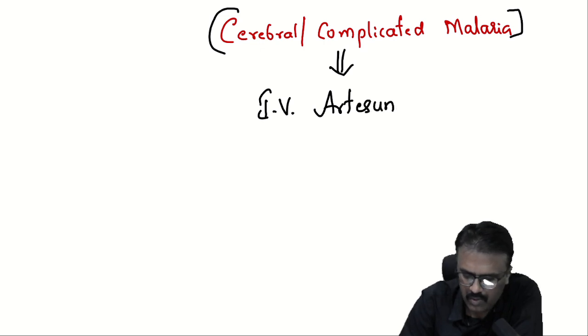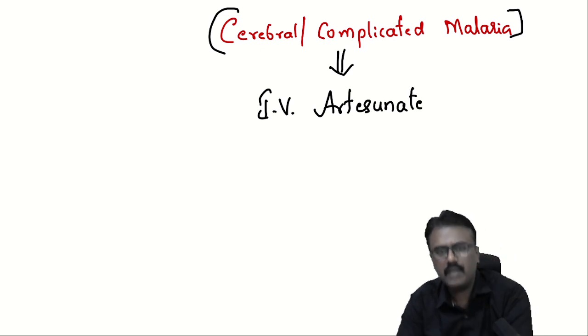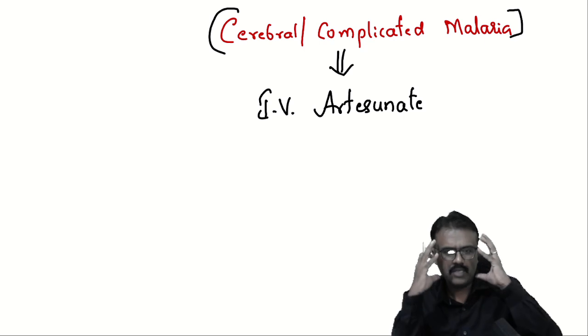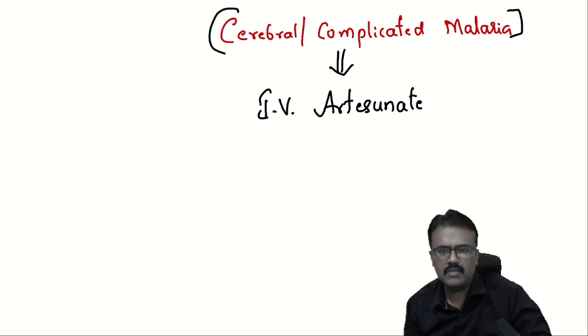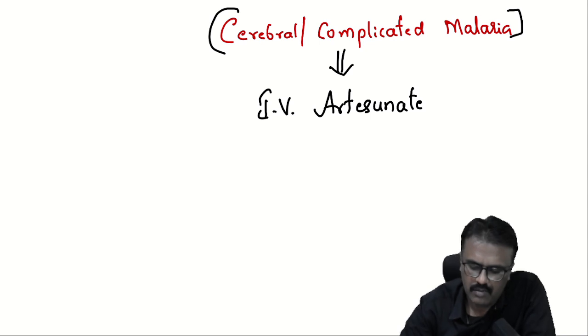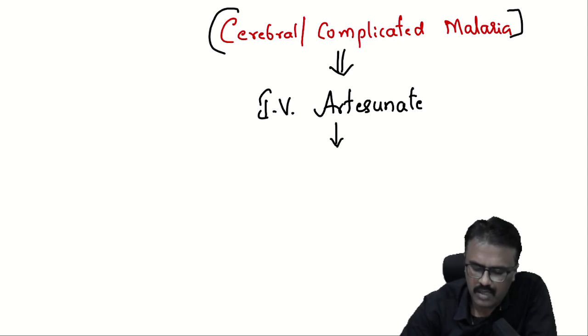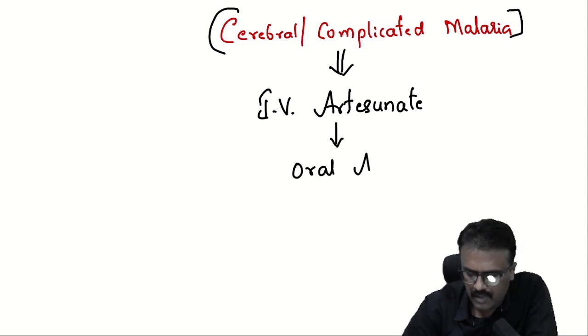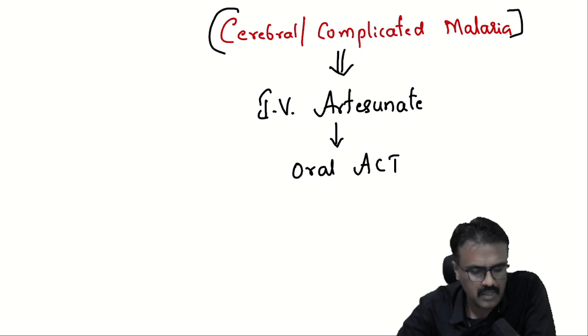Sir, how do I know that in the question? They will give fever, chills. Along with that, the patient will have CNS symptoms like delirium, confusion, seizures. Then you have to give IV artesunate, and then you can go for oral drugs, that is artemisinin combination therapies.